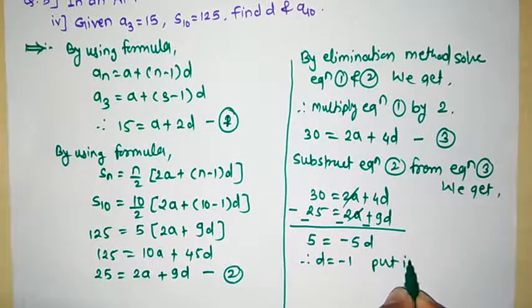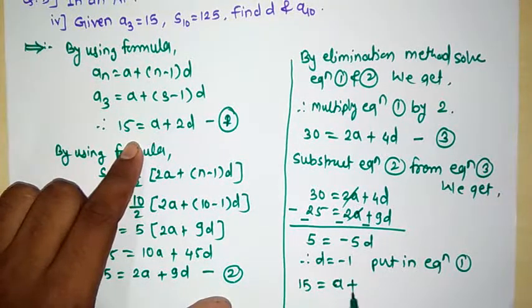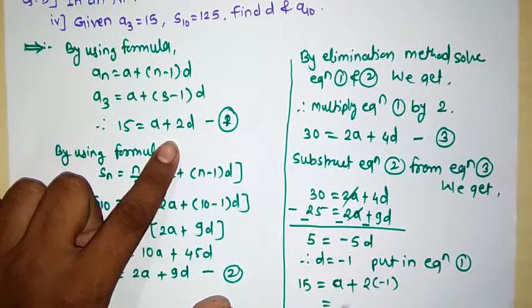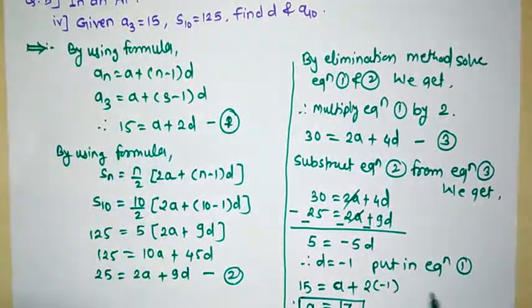Put it in equation 1. You will get the value of a. After putting it in equation 1, what will come? Equation 1 is 15 is equal to a plus 2 into d. What is the value of d we got here? d is equal to minus 1. Put here minus 1, 2 into d, that is minus 1. Now, therefore, a is equal to, now send this minus 2 towards the left hand side. It will become plus 2. Therefore, 15 plus 2 is equal to 17. Therefore, we got a is equal to 17. Now, here we got the values of d and a.